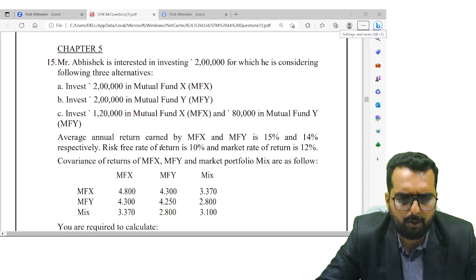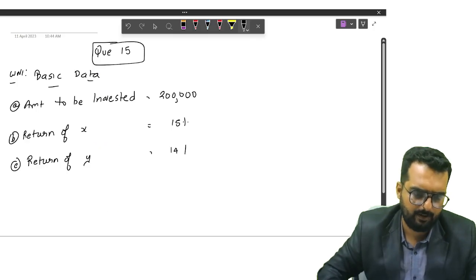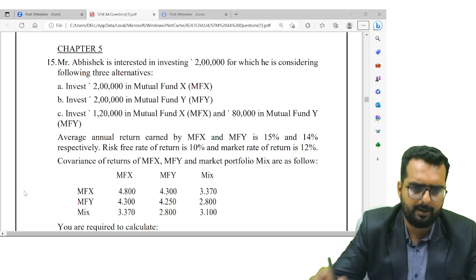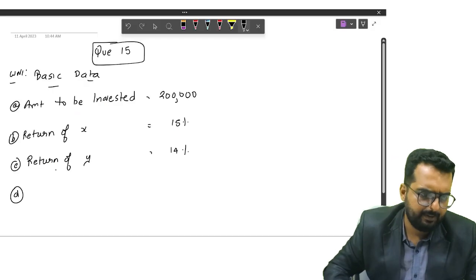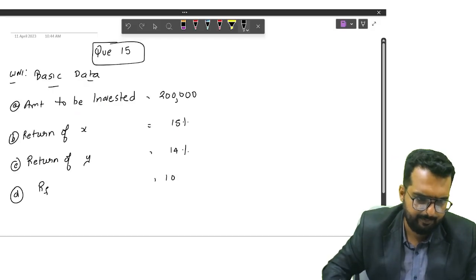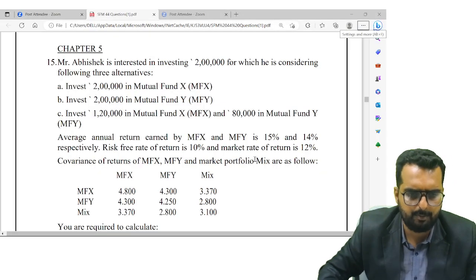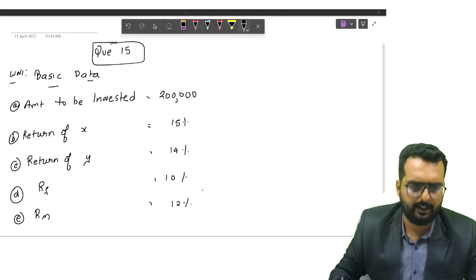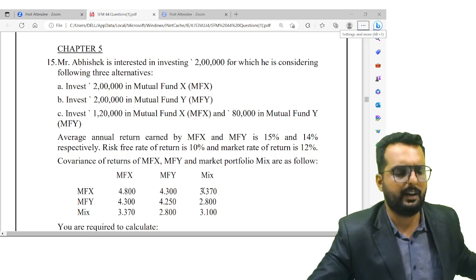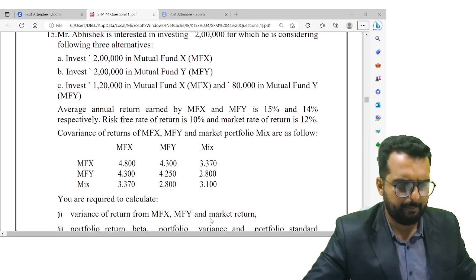Return of Y turns out to be how much, friends? 14%. Am I right? Alright. RF is 10%. And RM turns out to be how much percentage? 12%. Now they have given a table, friends. Carefully read through the table.